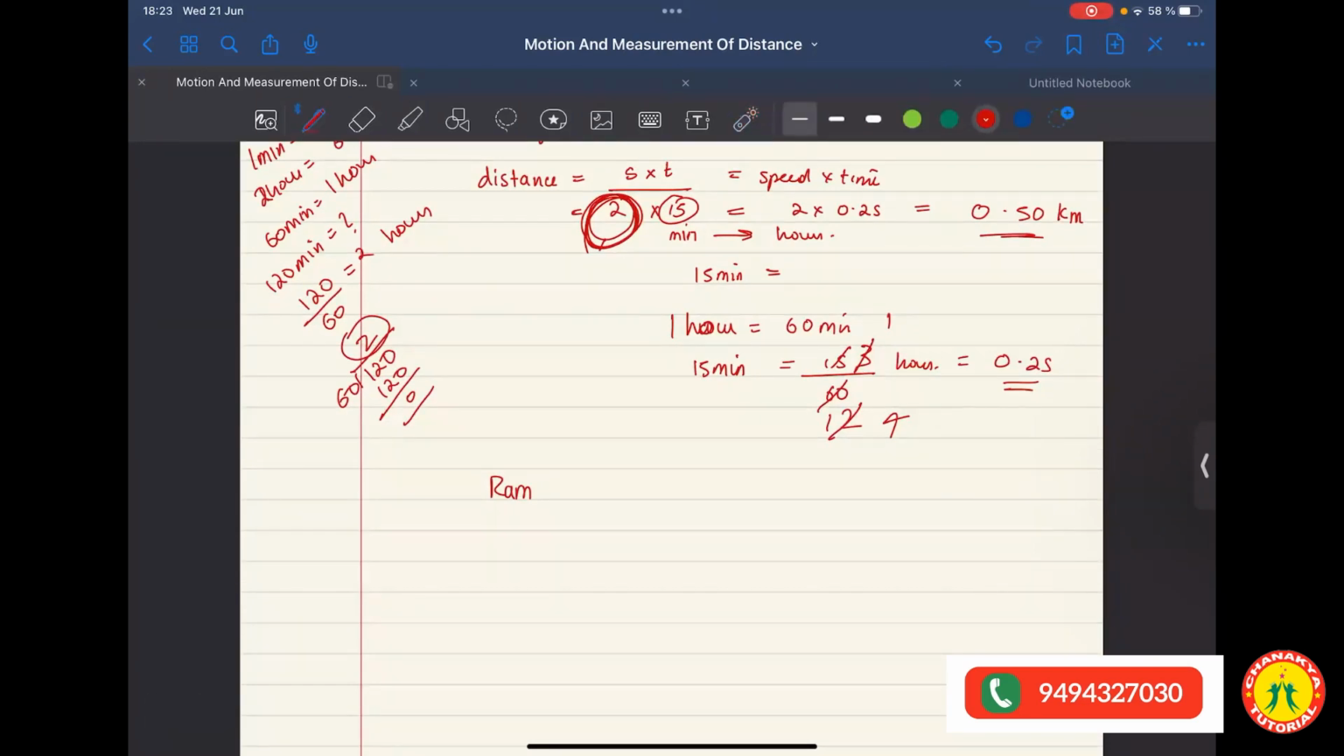Okay. So Ram travels 120 kilometers to reach his hometown in 4 hours. What is the speed? Okay. So since I didn't ask any unit, you can find it in kilometer per hour itself. Okay.